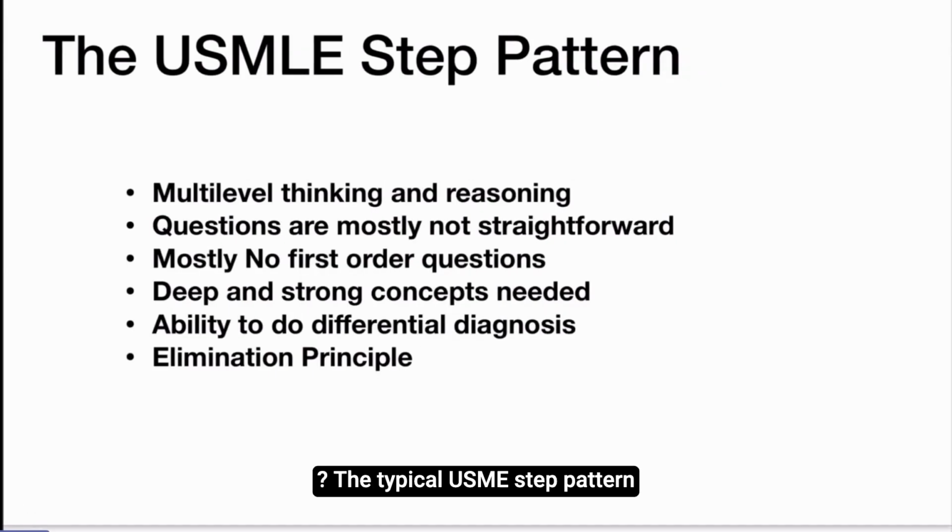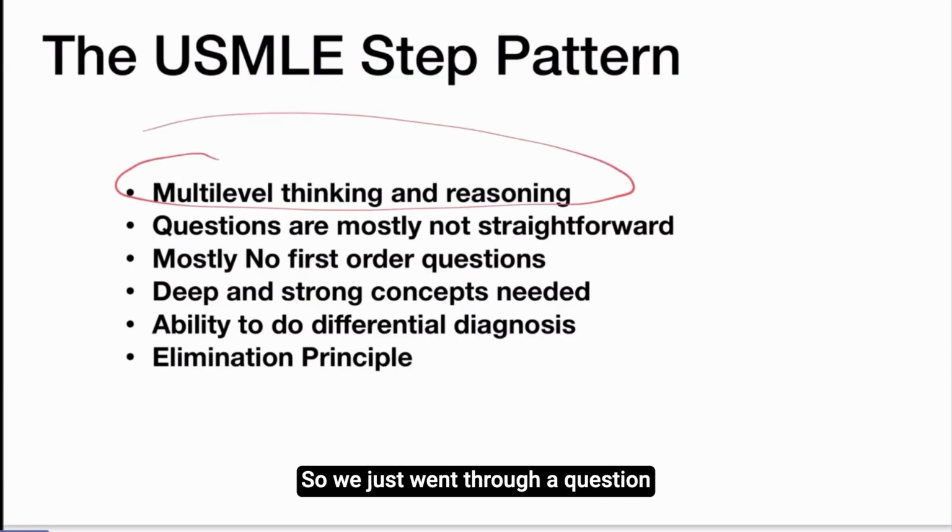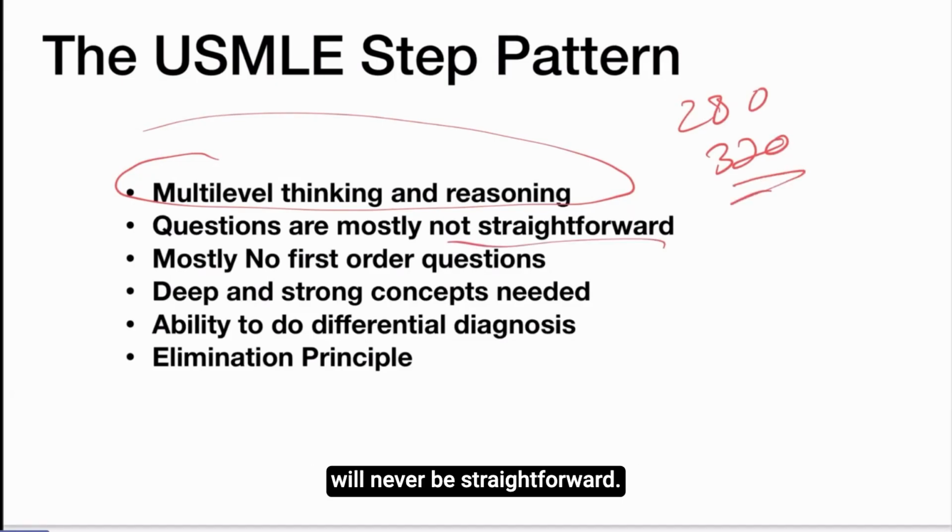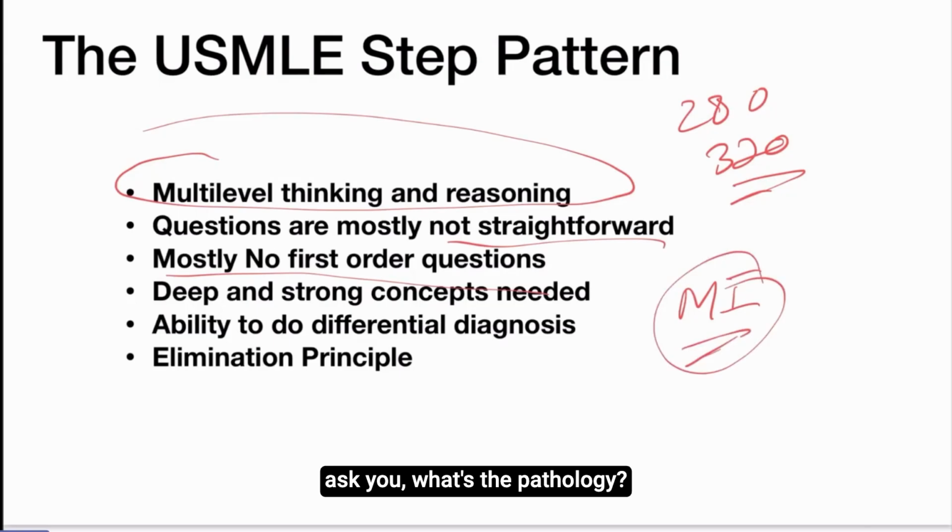The typical USMLE step pattern that you should be familiar with is that it requires multi-level thinking and reasoning. We just went through a question and you saw how that was not a single first-order or second-order or third-order question. It wasn't simple. It was the opposite of simple. And that's what you're going to get throughout those 280 questions on Step 1 and 320 questions on Step 2. Questions will never be straightforward. You will need application and test-taking. You will never get first-order questions where they tell you it's an MI and ask you what's the pathology. That will never happen. You need deep and strong concepts, not superficial knowledge, to crush this test, and the ability to do differential diagnosis.